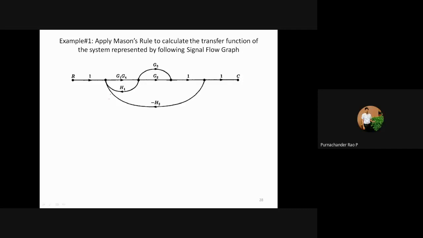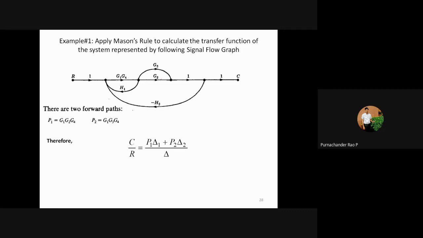Two, sir. Nice, two. Okay. One is G1, G2 here, 1, G1, G4, G2, 1 and 1. Okay. And the next one is G1, G2, G3 like this. Yeah, sorry, G1, G4, G3. Okay. So these are the two forward paths.